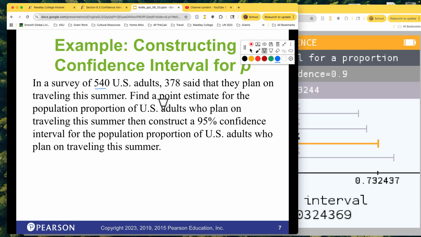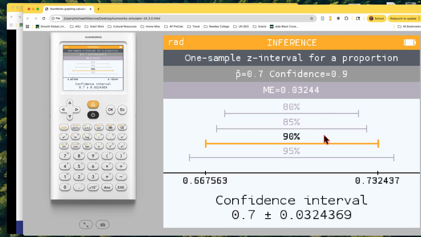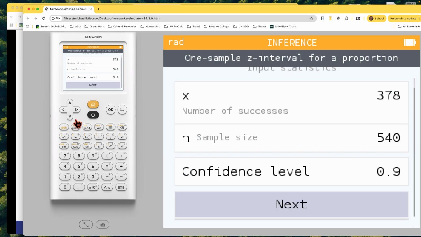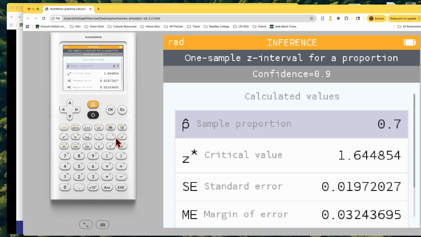So this is the 540 adults, 378 said that they plan on traveling, construct a 95% confidence interval. Notice I really have everything I need to input right here. I just need to know what the sample size was, how many said yes, and then what confidence level they need. And when I go to input, that is all that I input. And that will give me my answers. So in this way, it's maybe even a little easier than the previous two.